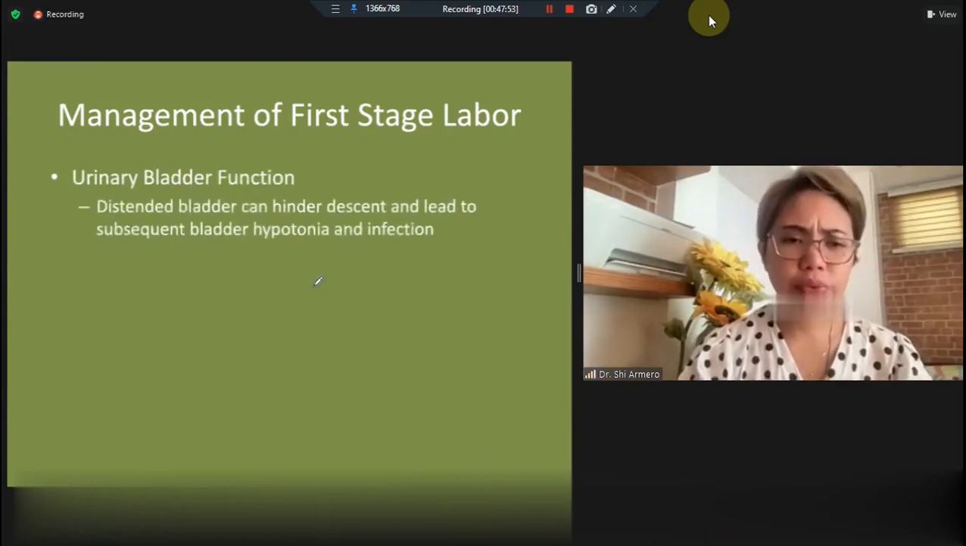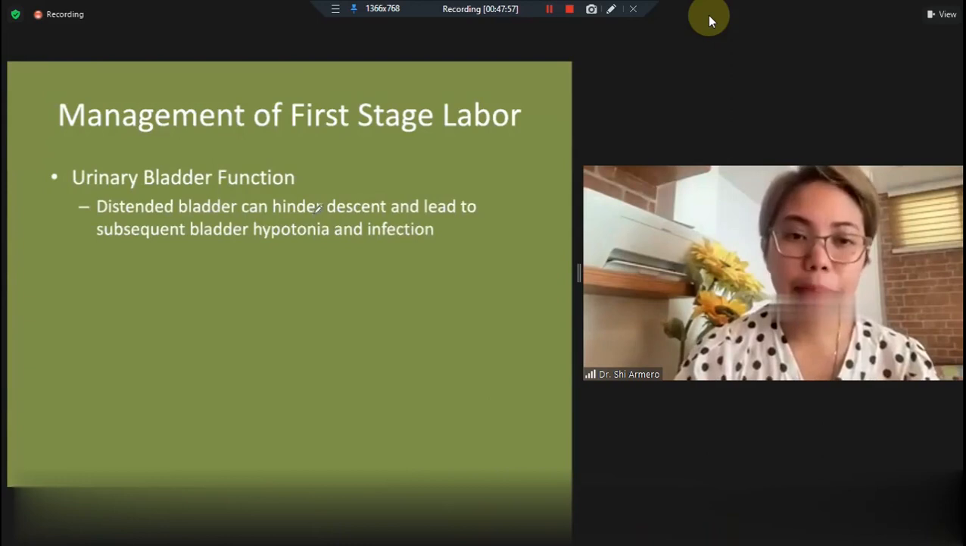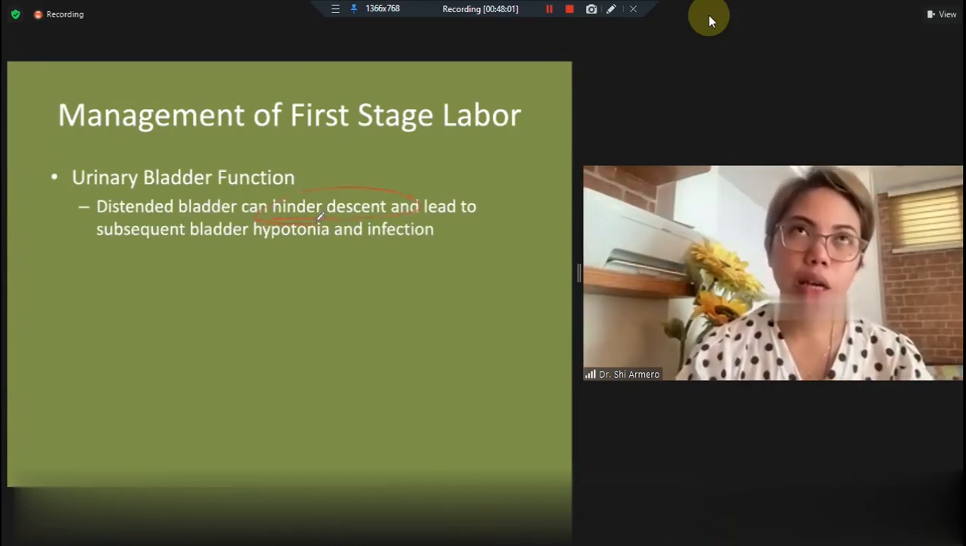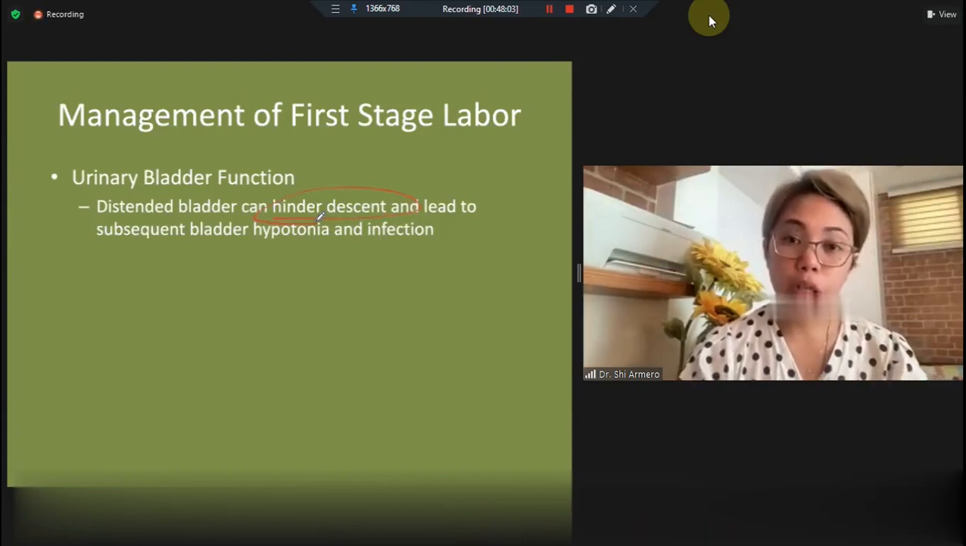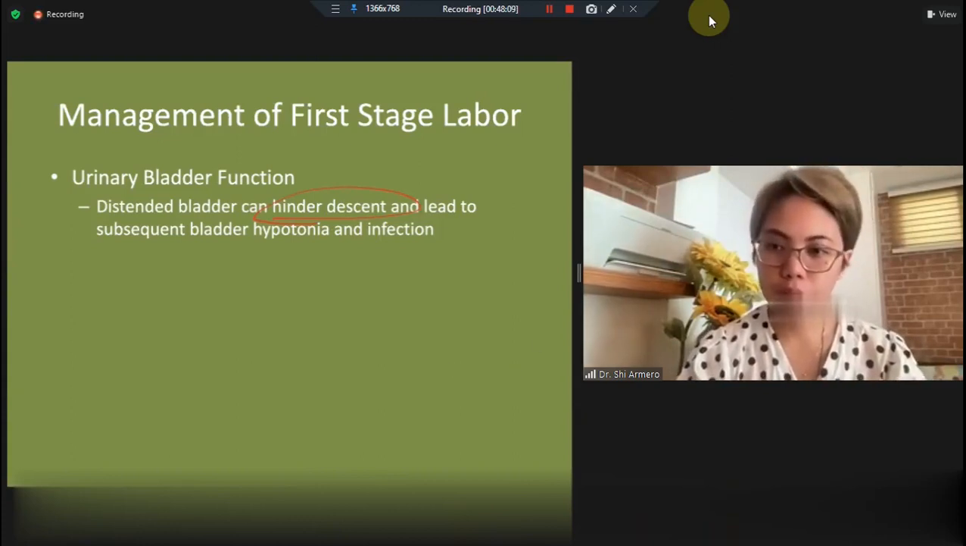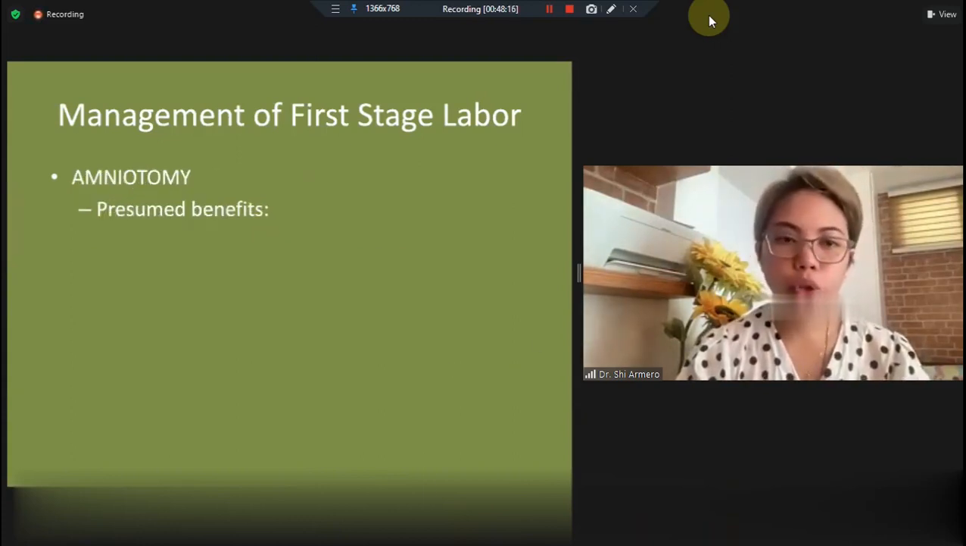Bladder function. This is very important because a distended bladder can hinder the descent. You might think it's cephalopelvic disproportion, hindi mo lang pala napaihi yung patient. Distended bladder, so hindi siya nag-progress. Okay? What are the presumed benefits?